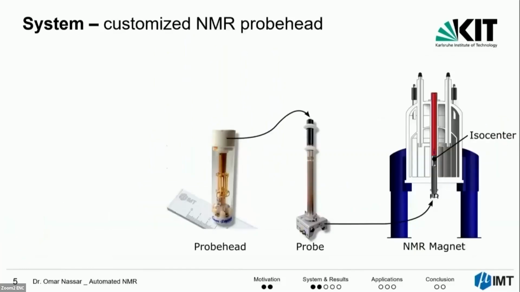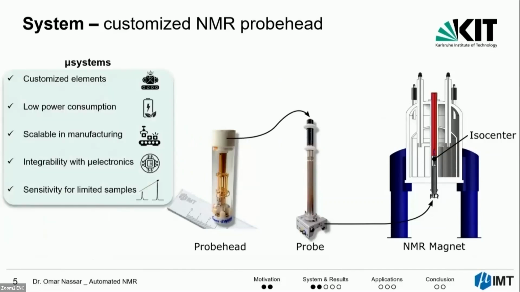The currently available NMR devices consist of the permanent magnet and the probe, which has on top of it the probe head or the RF detector. Microsystem technology gives us the advantage to develop customized elements. These elements consume low power, which is important in our application here. Also, micro devices are scalable in manufacturing when mass produced, and can be integrated with microelectronics, resulting in smart devices. Also, in the case of NMR, a microcoil or microdetector results in higher sensitivity for limited sample. So we took advantage of microsystems.